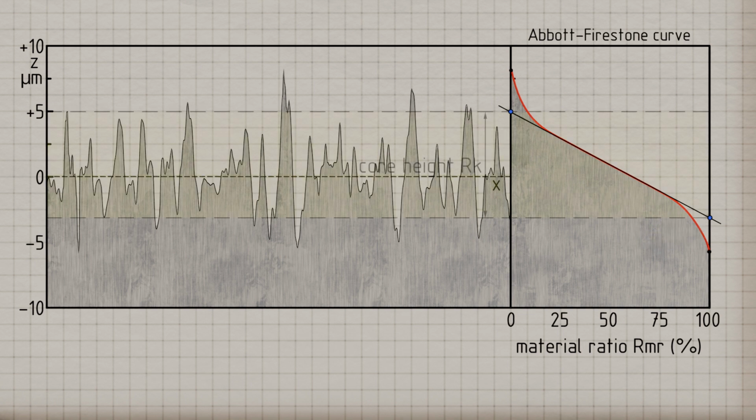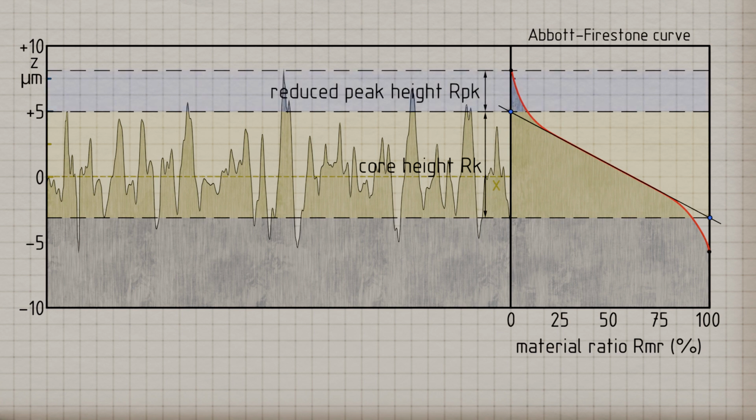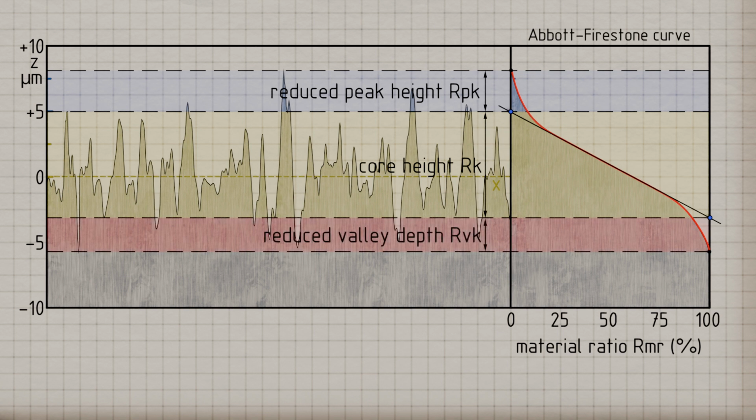This is illustrated as a yellow band within the roughness profile. The height of the roughness core profile is referred to as the core height RK. The height of the blue-marked area, which extends from a highest profile peak at 0% material ratio down to the roughness core profile, is referred to as the reduced peak height RPK. Similarly, adjoining the lower part of the core profile is the reduced valley depth RVK, which extends down to the deepest profile valley at 100% material ratio. We will examine these definitions of the reduced components in more detail shortly.